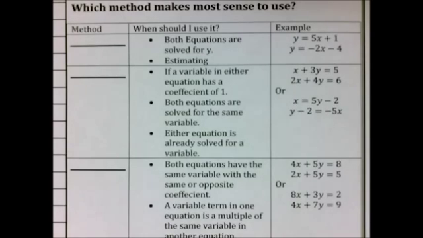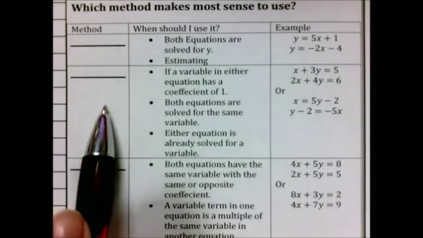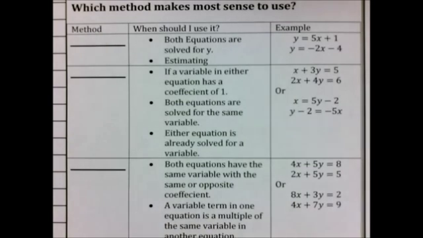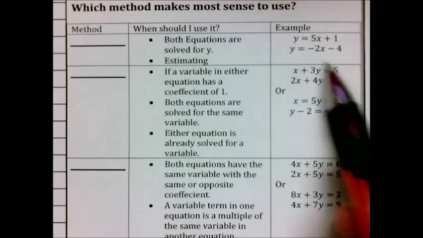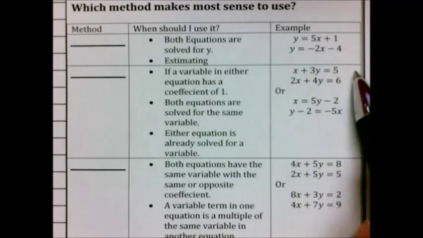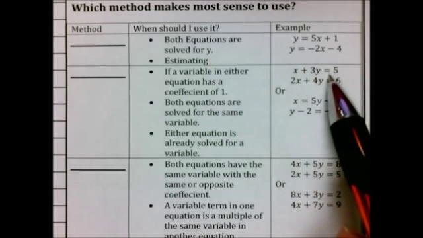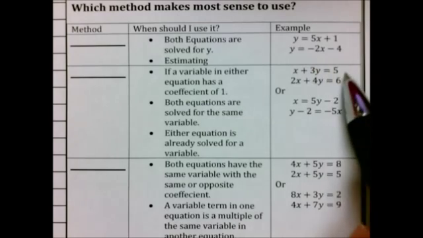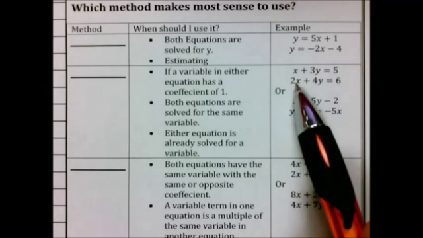The second method is substitution. You want to use substitution if a variable in either equation has a coefficient of 1. When you have a coefficient of 1, it's pretty easy to solve for that variable. You just subtract whatever's on the other side, and then plug that information into your other equation. Like this top equation here, if we subtract 3y from both sides, we would get x equals negative 3y plus 5. That'd be pretty easy to plug in for x in the other equation and solve.